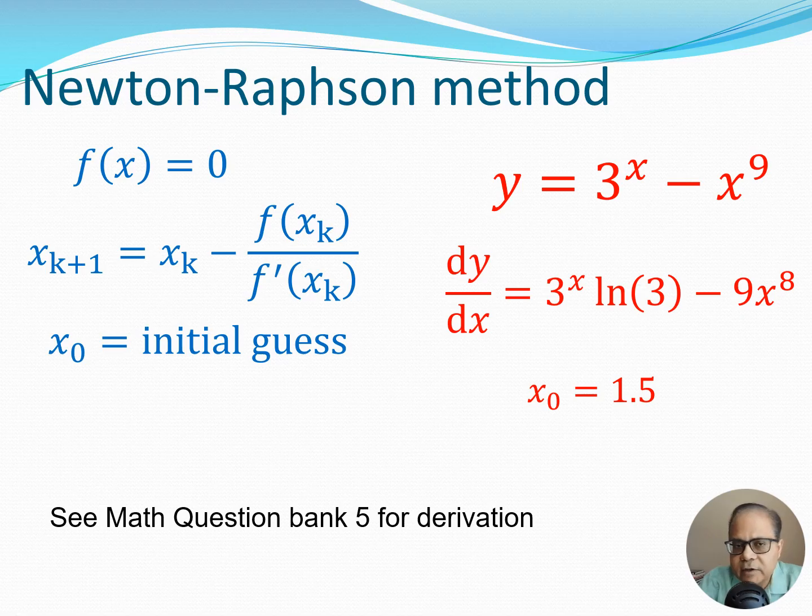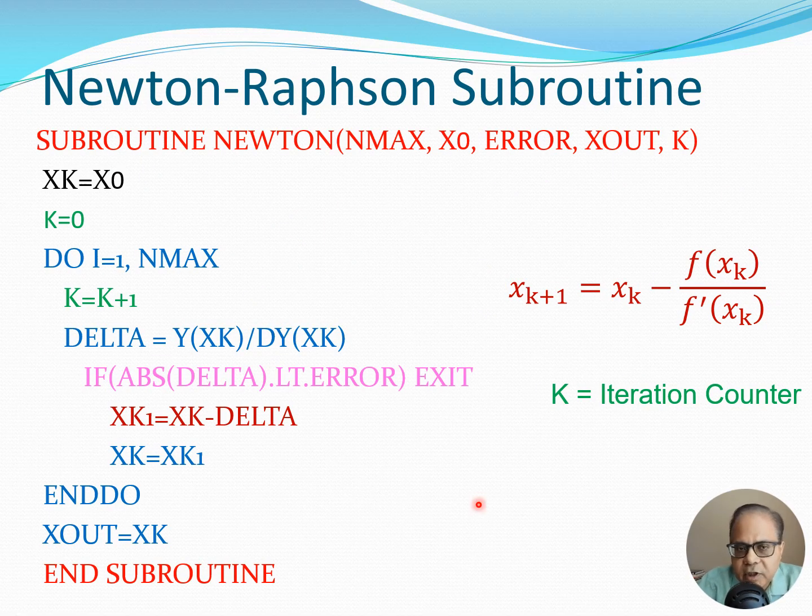So let's continue further and let's try to write a subroutine on the Newton-Raphson method. I'm calling this subroutine Newton, and I'm giving it the input variables nmax, x0, the small number here, and I'm getting out of it xout and k. Now I'm not interested in all the different values which are going to be calculated during the process. I simply want to know the output value, that is the root of the equation, and I want to know the iterations which were required to reach convergence.